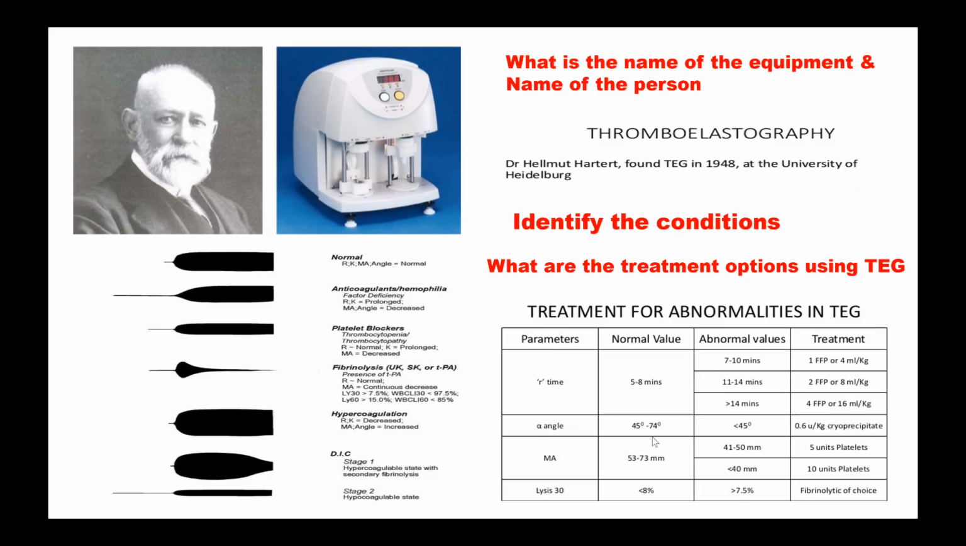The alpha angle normal value is 45 to 74. If less, give cryoprecipitate. Maximum amplitude normal is 53 to 73 millimeters; if reduced, it means reduced platelets. Amplitude is dependent on the platelets. And fibrinolysis, if it is very severe, go for an antifibrinolytic approach.